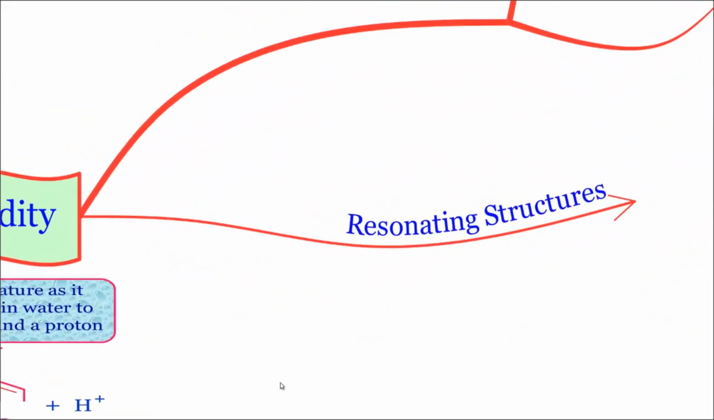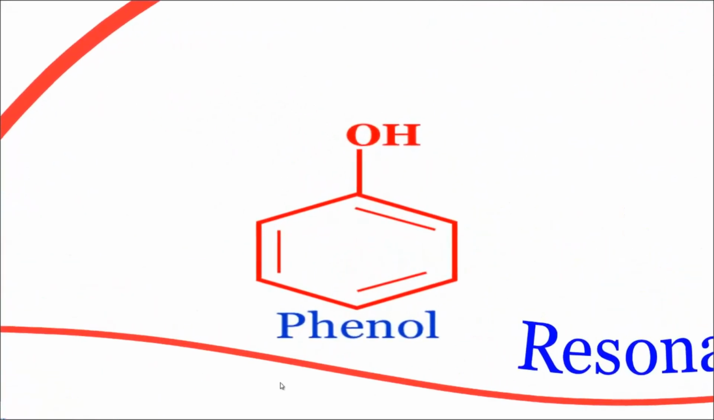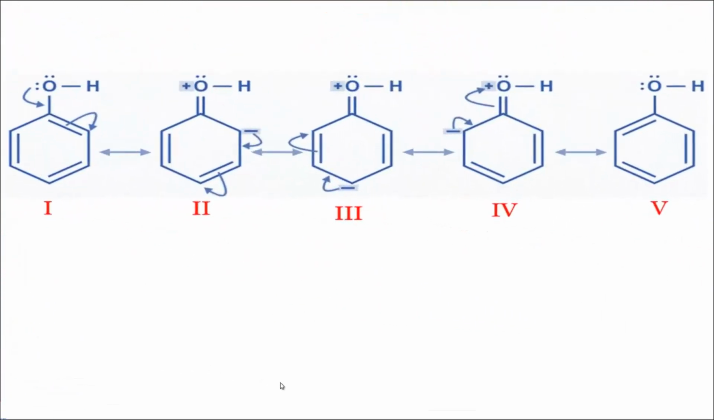Next, let's understand the resonating structures of phenol. As we have understood, phenol is stabilized by resonance. Here, as you can see in the diagrams, there are 5 resonating structures of phenol. Now let's have a look at this. The benzene ring having alternate double bonds. Here is the OH. The O got linked with the sp2 hybridized carbon of the benzene ring.